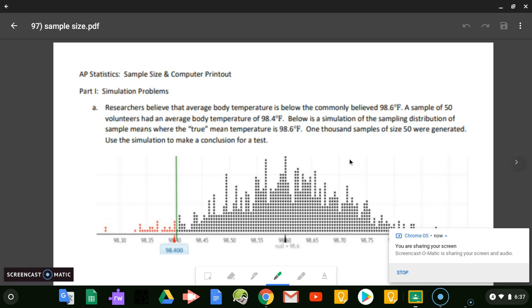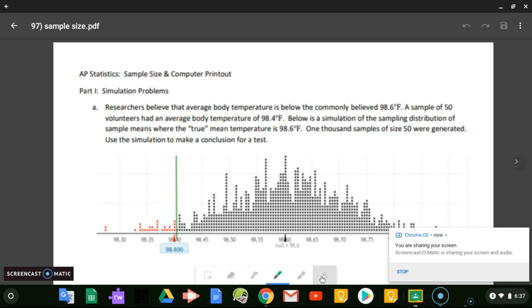Below is a simulation, and we ran the simulation assuming that the true mean was 98.6 degrees, and we actually did 1,000 samples of size 50 to figure out if our sample is something that seems a little bit strange based on the assumption. So we're actually going to use this simulation to run a hypothesis test.